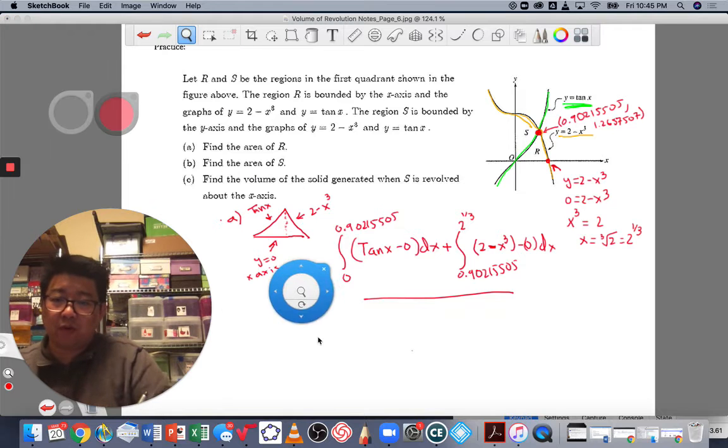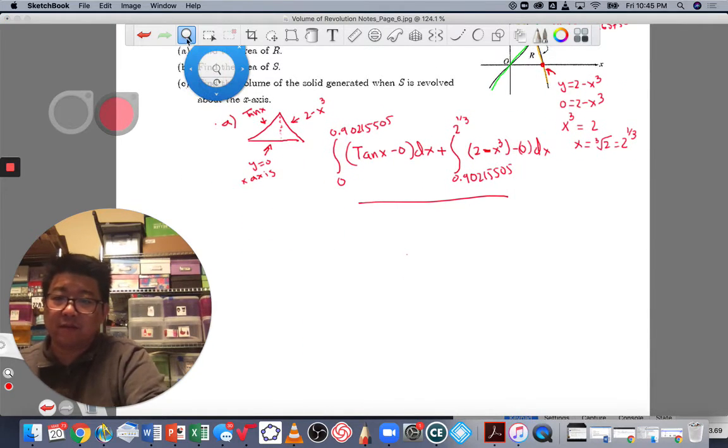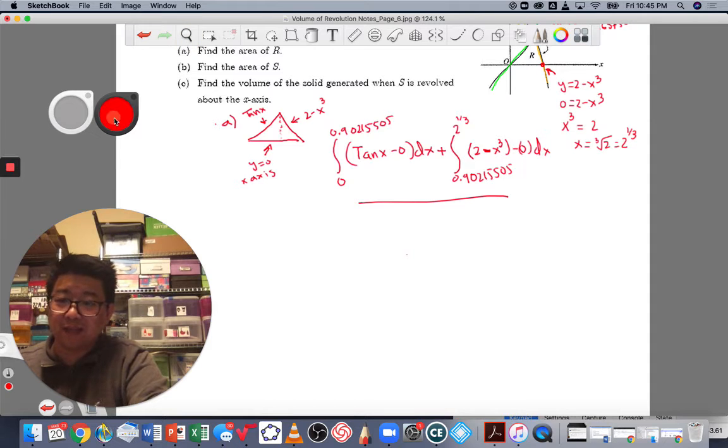Okay, part 2, find the area of S. The area of S is slightly different. So for part B, the area of S will be something like that.